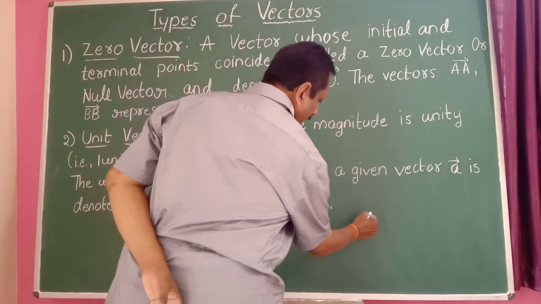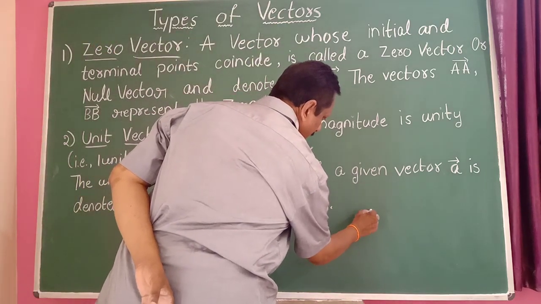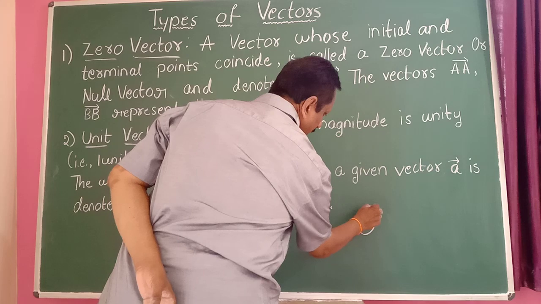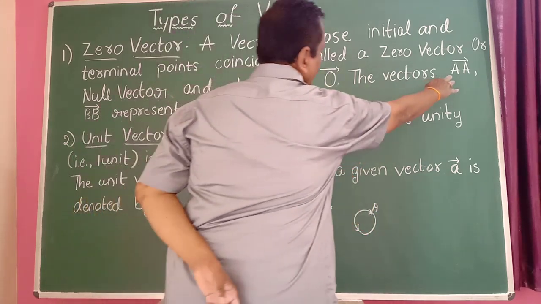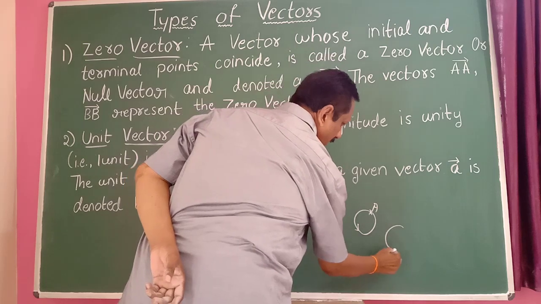So similarly, if the vector is like this here, initial and terminal points coincide with each other. It is a bar here. So similarly like this here.